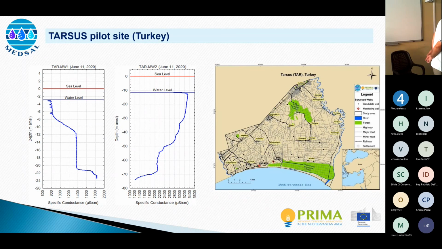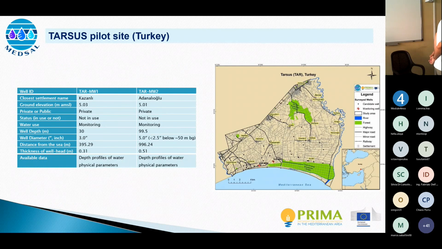Yeah, we also did some profiling before we installed the sensors. These are the 2 final wells where we installed the sensors. The first one, called TAR MBW1, is 30 meters deep, and we tried to install the sensor in the high-salinity portion of the well. And TAR MW has a strange profile. It starts as saline, but when you go deeper, it has a freshwater blob.